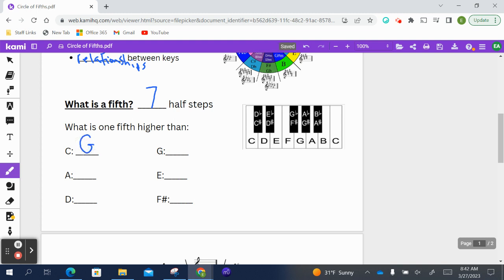What is a fifth higher than A? Now we're going to run out of keys, so we'll have to get creative here. Here's A. 1, 2. I'm going over to the other C for 3, 4, 5, 6, 7. E is a fifth higher than A. D. 1, 2, 3, 4, 5, 6, 7. A.